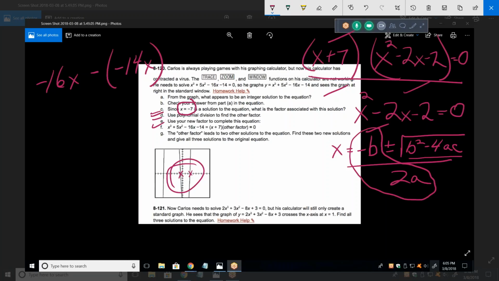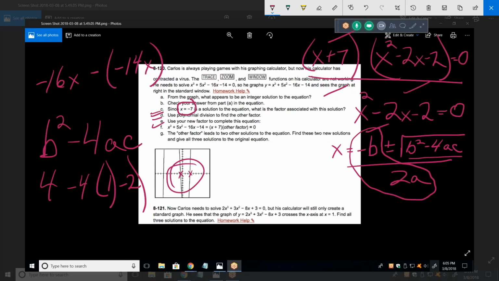A lot of times when you're looking at a quadratic, you want to know whether it has real solutions or imaginary solutions. So what you do is you analyze that first off the boat. Well, when I analyze that, I get 4 minus 4 times 1 times minus 2. That's 4 plus 8. That's 12. That is a positive number. That means I have real solutions. Had that been a negative number, I would have had imaginary solutions.